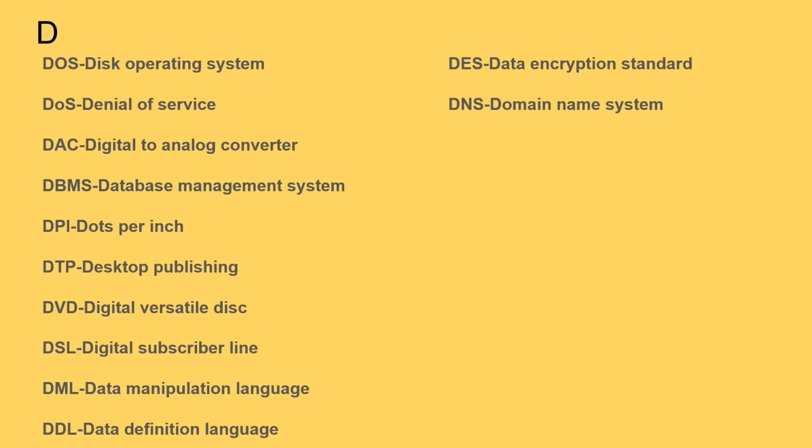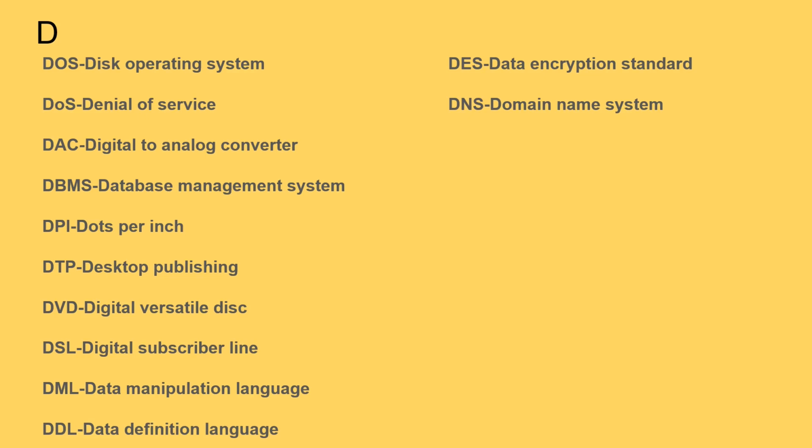Next is DDL, Data Definition Language. This is a computer programming language for defining data structures, especially database schemas. DDL statements create and modify database objects such as tables, indexes, and users. Common DDL statements include create, alter, and drop. DES, Data Encryption Standard. It is a symmetric key algorithm for the encryption of digital data.